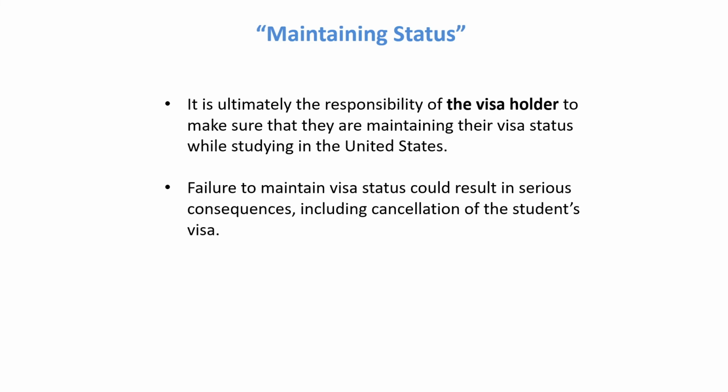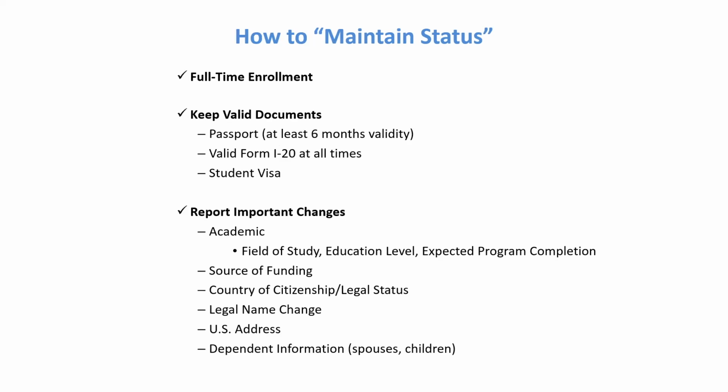Maintaining status. It is your responsibility to make sure that you are maintaining your visa status while studying in the United States. Failure to maintain visa status could result in serious consequences, including cancellation of the student's visa. How to maintain status? Be sure to enroll full-time, keep valid documents: valid passport, valid Form I-20, and student visa. Normally, an F1 student visa is good for 5 years with multiple entries.